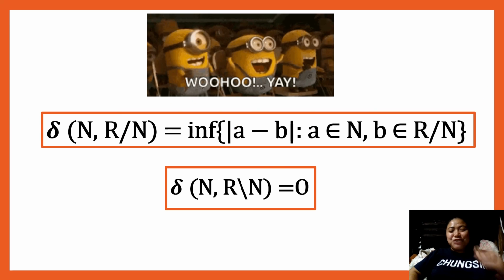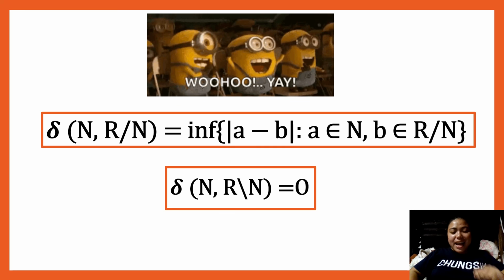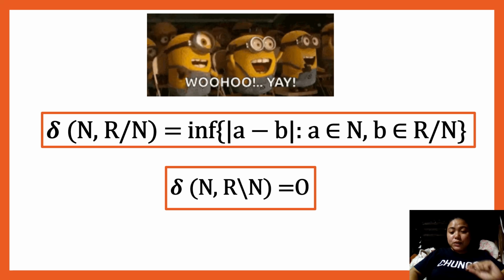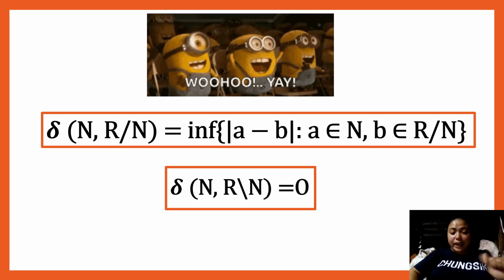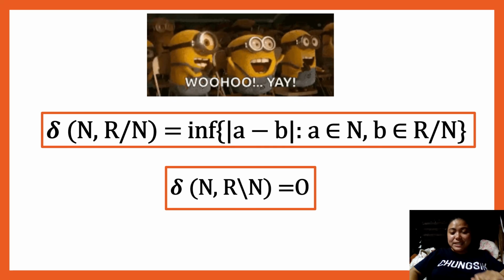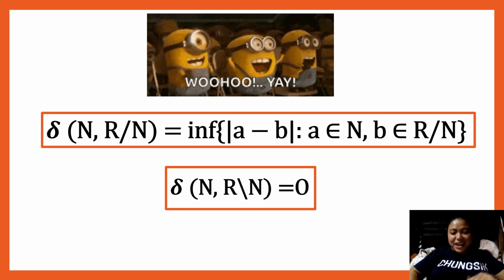Yay! We have proved that the distance between the natural numbers and the real numbers over natural numbers, which is equal to the infimum of the set of the absolute difference of a and b, such that a is an element of N and b is an element of R minus N, is equal to 0. Good job!